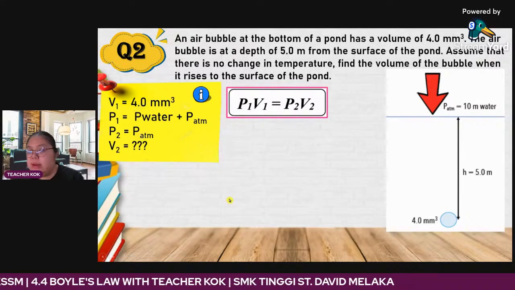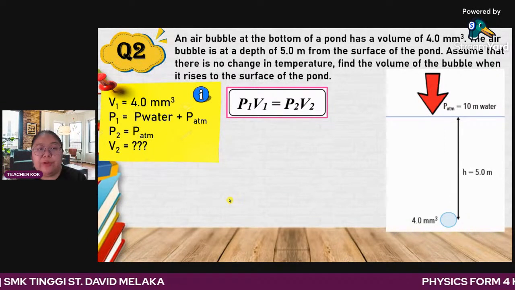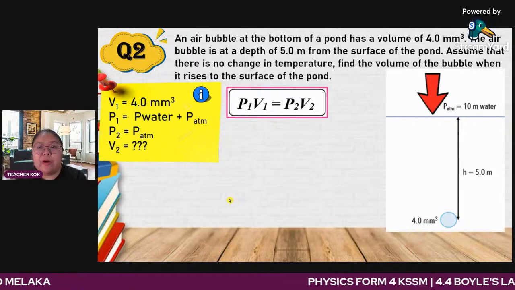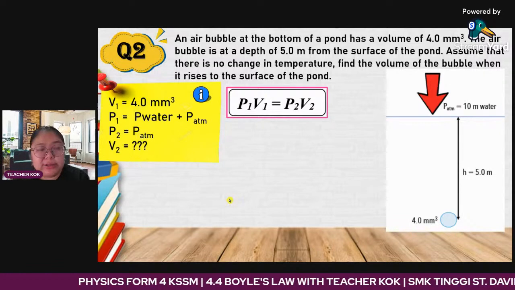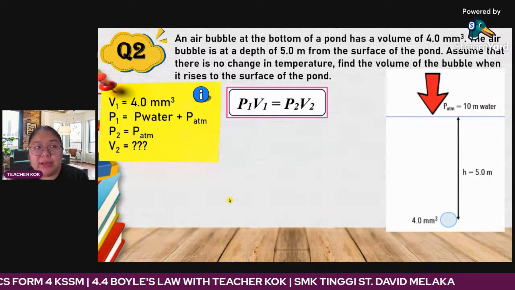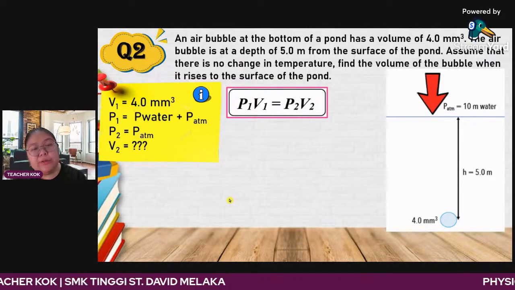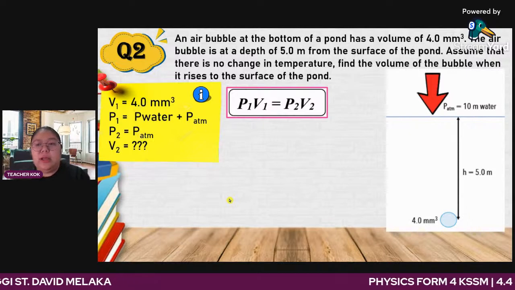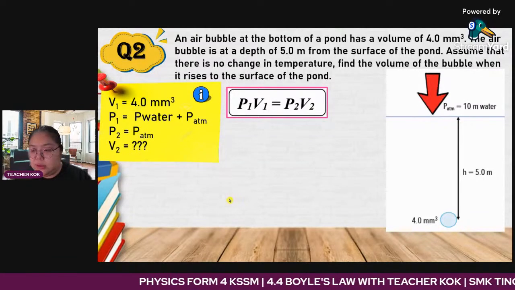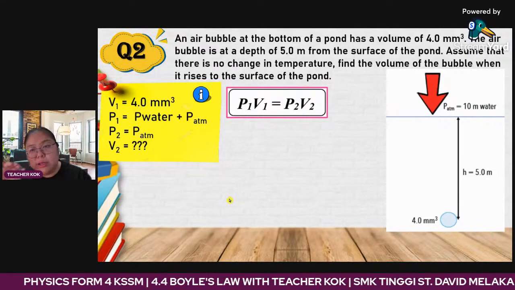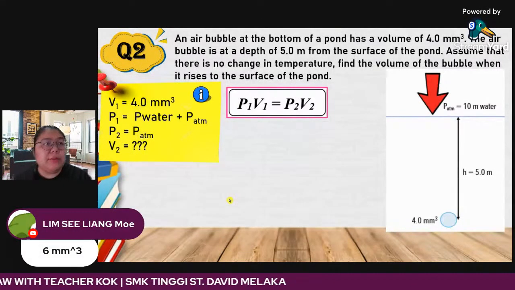So from here, I let you do the calculation for the second question. For this question we do not need to use Pascal. We straightforwardly use the unit meter water. I already gave you P1. P2 is already here. So you calculate for me what is the V2. Can you do the calculation or not? I think this one is just a simple question. Celia gives me 6 millimeter cube.